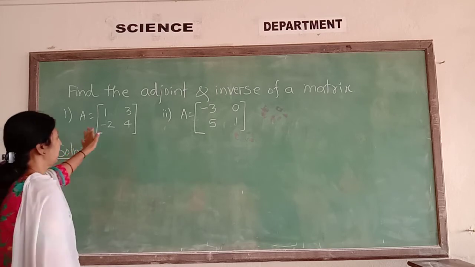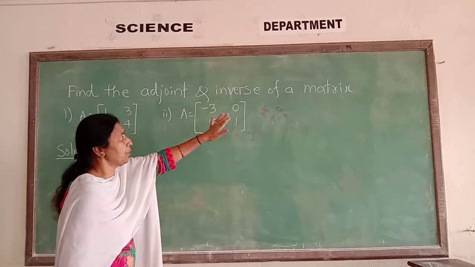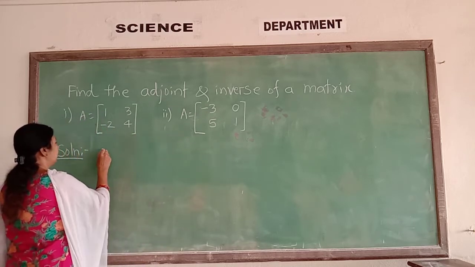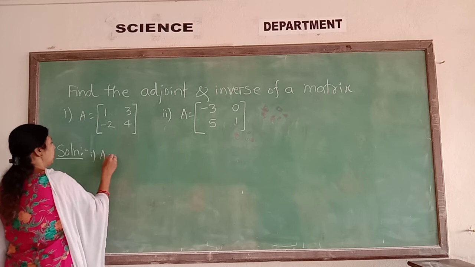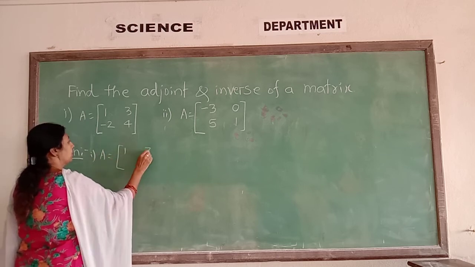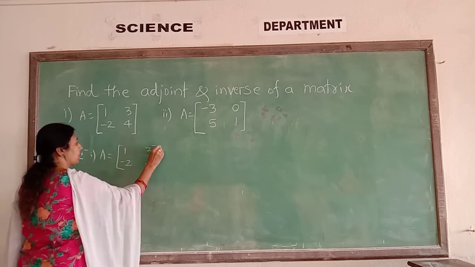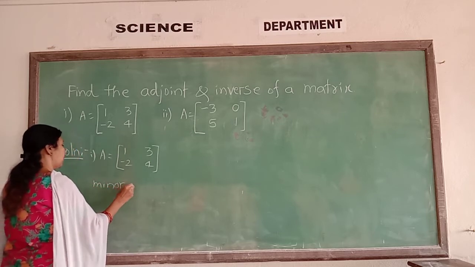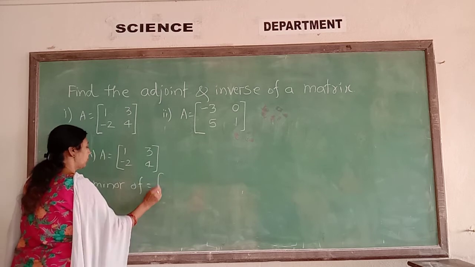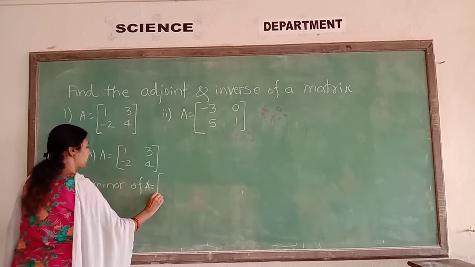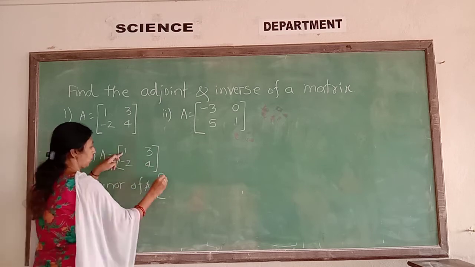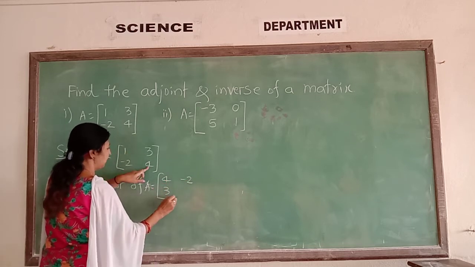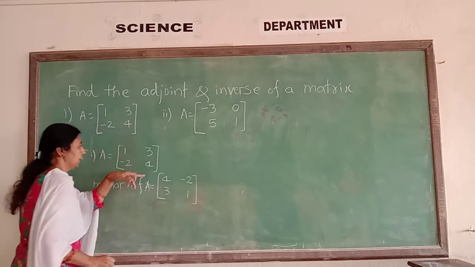Now here I have taken the problems to find the adjoint and inverse of a matrix of second order. Let us find the first problem's solution. A equals 1, 3, minus 2, 4. This is the given matrix. Now I have to write the minor of A. The minor of the given matrix A is: its minor is 4, its minor is minus 2, its minor is 3, its minor is 1. This is the minor of this given matrix.